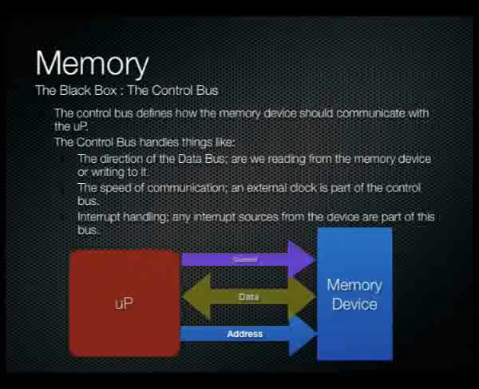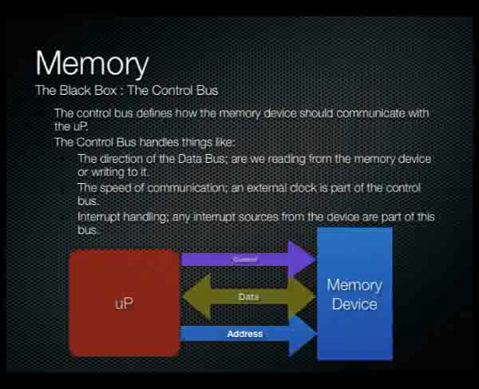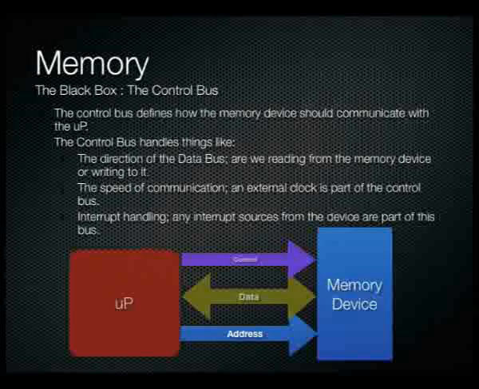Are we reading from the memory device or are we writing to that memory device? So whether the data bus is in fact going out of the microprocessor towards that device or whether the data bus is going from that device back towards the processor. So we have a means of controlling the direction of the data bus, or letting the processor tell that memory device which direction the data bus is going to go.